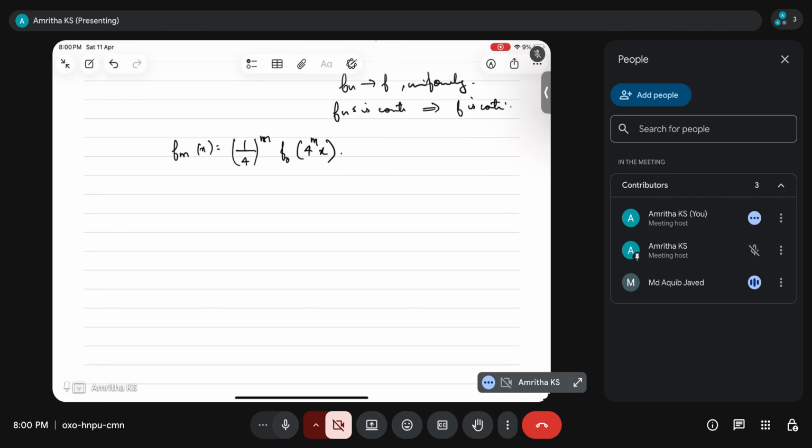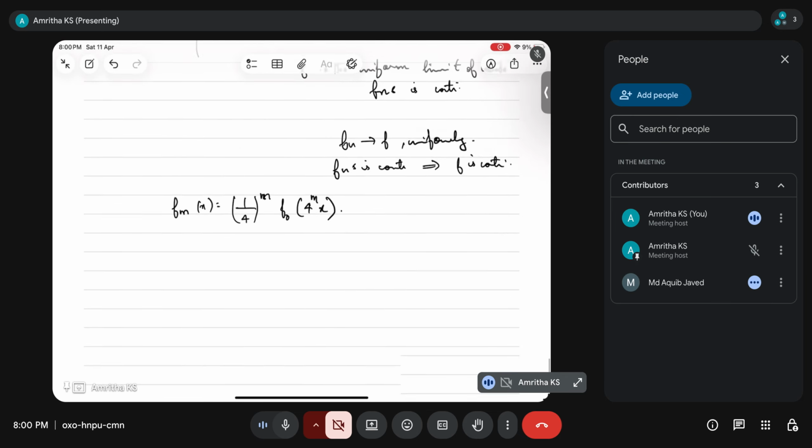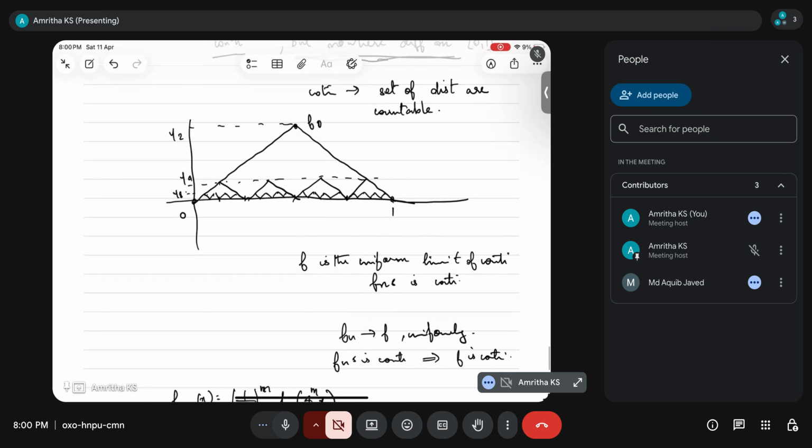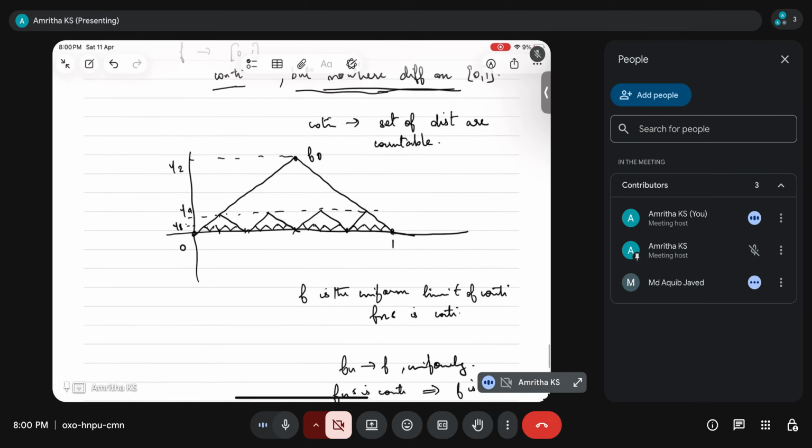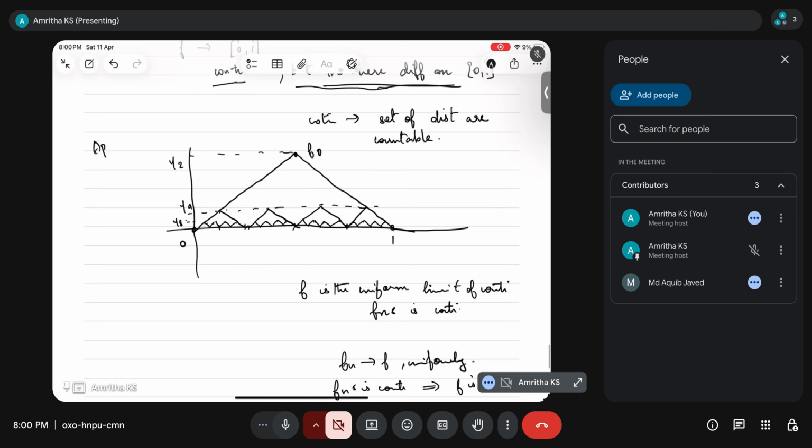How do you calculate this function? It is there in the text, by Robert G. Bartle and Donald R. Sherbert, in Appendix E.